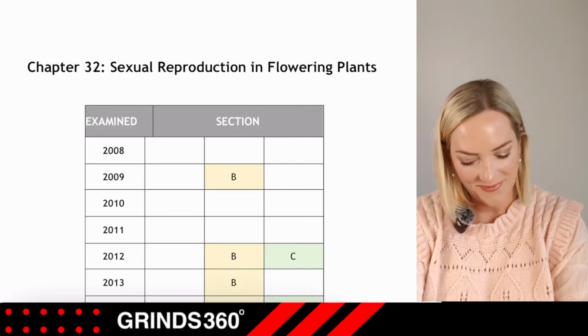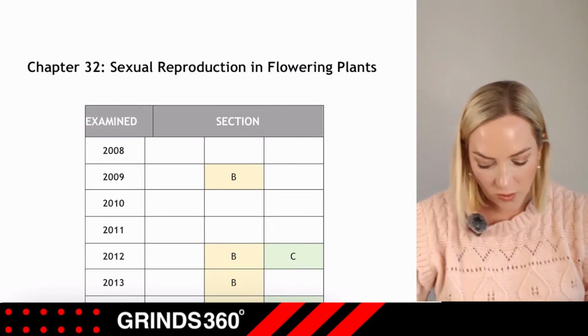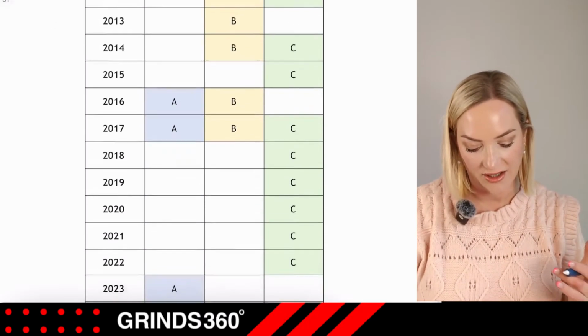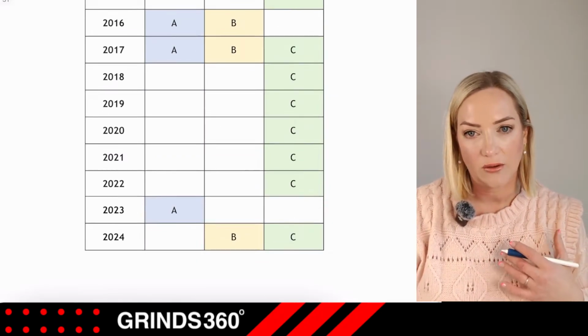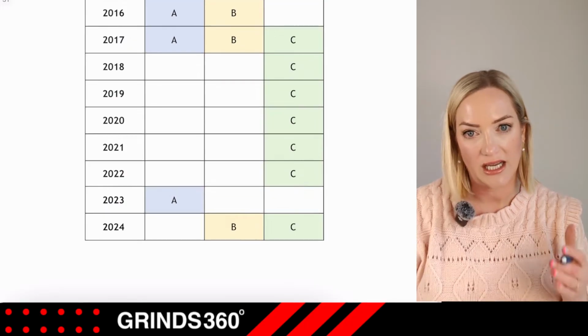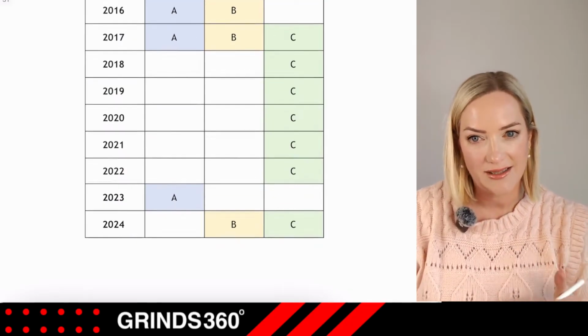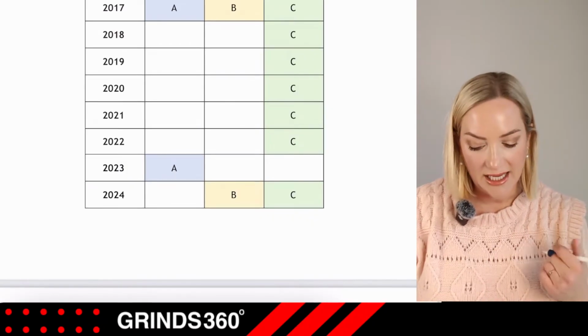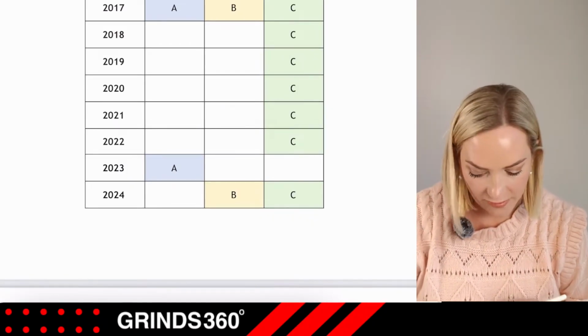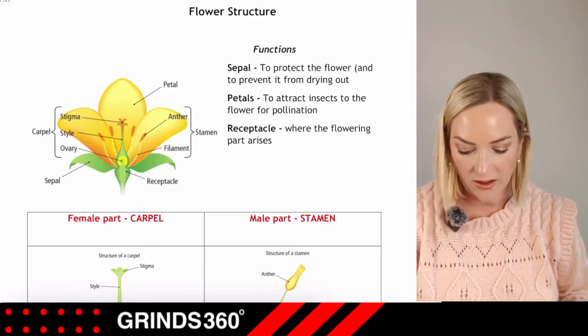Okay, so plant reproduction, you can see it comes up practically every single year. So last year there was the question in section B, an experiment question, and on section C. So there's a very high probability that it will come up again this year in section C of your paper.